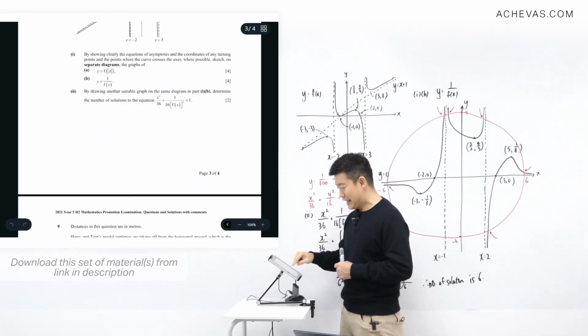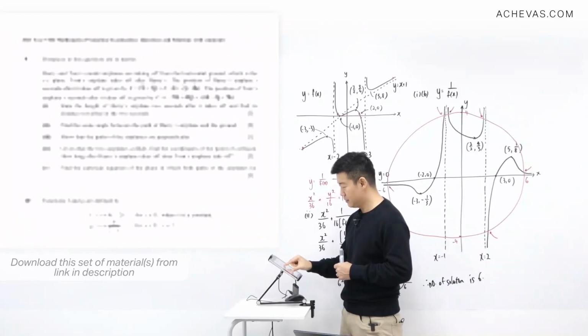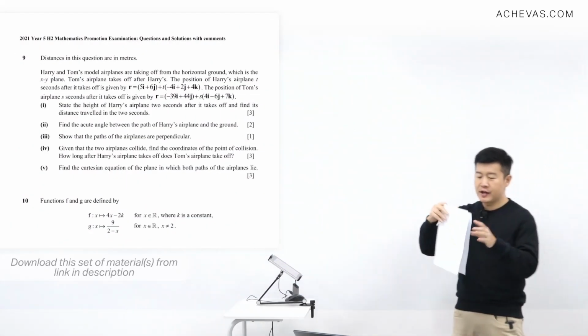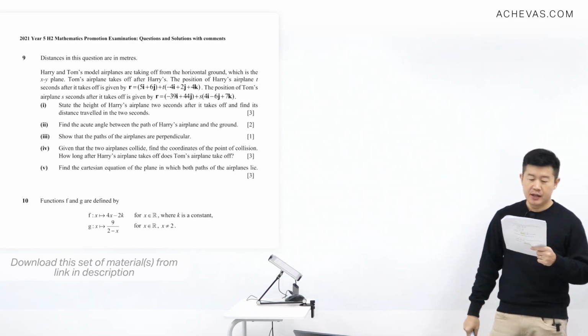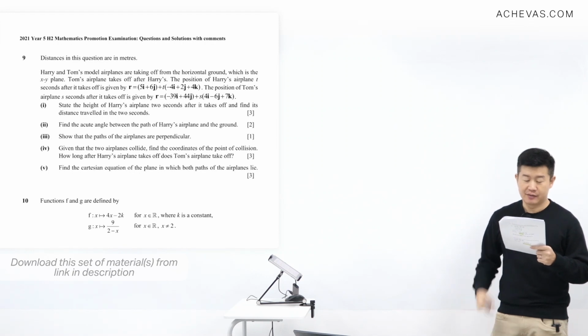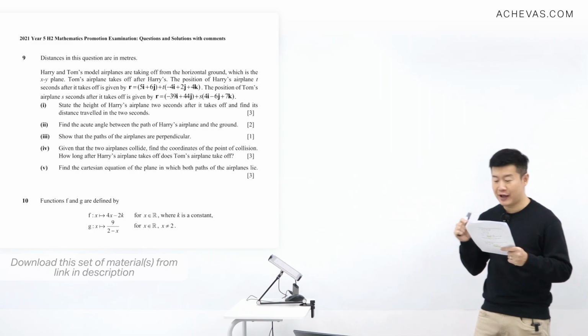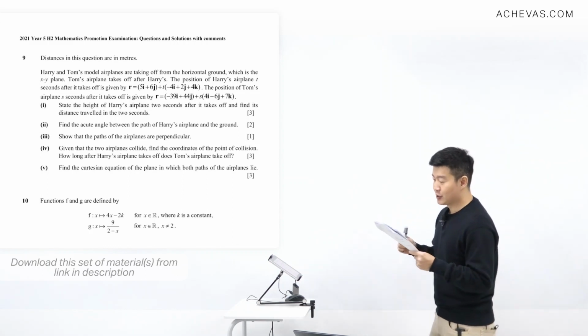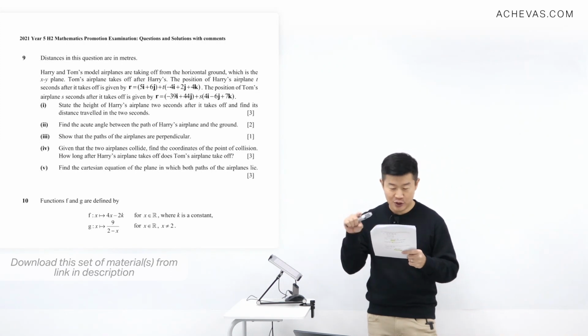Okay, next, let's look at question number 9. So Harry and Tom are playing with model airplanes, and according to what the question says, the position of Harry's airplane is going to take up the form of that equation that is given to us.